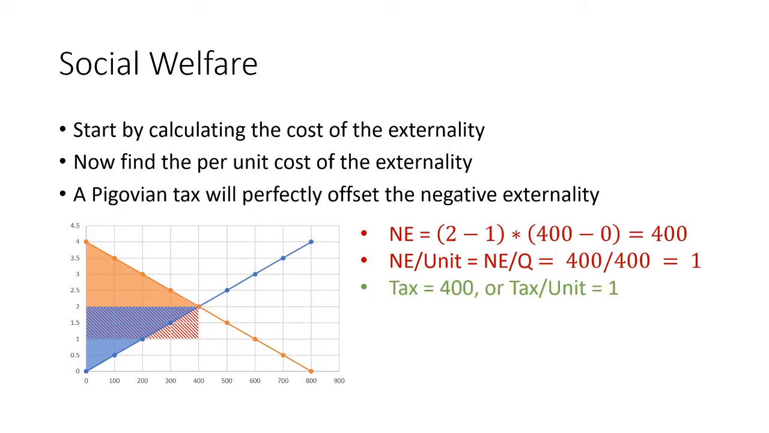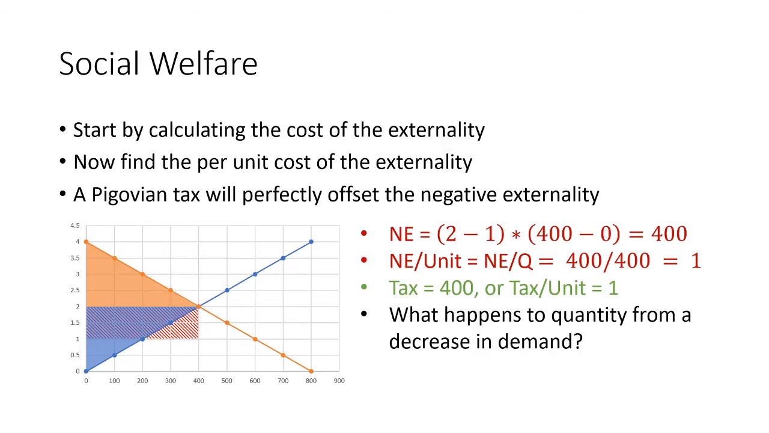Now, a Pigouvian tax is going to perfectly offset our negative externality, so we want a per unit tax that is completely equal to our per unit externality. So our tax we could set at 400, we could set a tax at $1 per unit. A tax of $400 will not be a Pigouvian tax because it won't perfectly offset the cost of our externality. A tax of $1 per unit over here will work as a Pigouvian tax because our negative externality per unit is $1 as well.